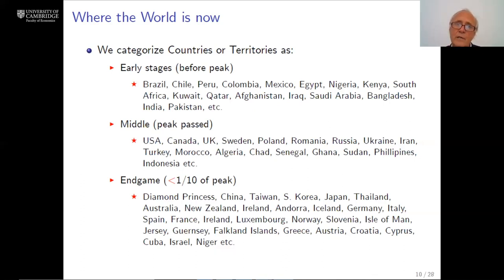The middle category is what I'm calling countries for which the peak has passed or more or less passed. That includes the US and Canada, UK, a number of European countries, Middle Eastern countries, and a few countries from the Far East. The end game is countries that we consider to have well passed the peak, and we're defining this as the number of cases being one-tenth of the peak level. So that includes China, a lot of Asian countries, some islands, and European countries.